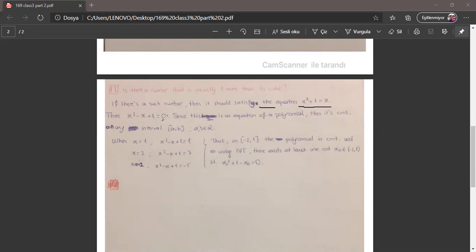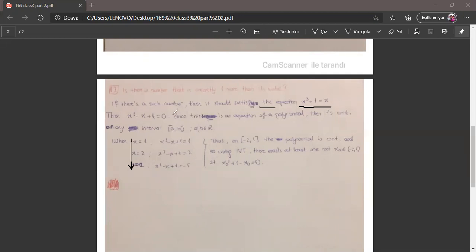So here we have this equality actually, right? We can write this x on the left. So here we have this equality. Now the left side of the equality is a polynomial, right? So it's continuous everywhere, okay? Let's try some values here. When we put x equals 1, we get 1. When we put x equals 2, we get 7. And when we put x equals minus 2, we get minus 5.